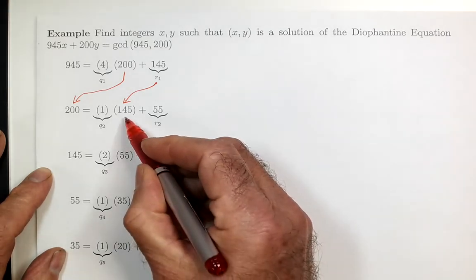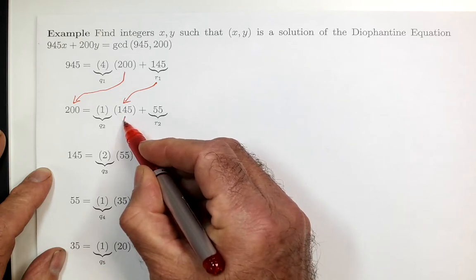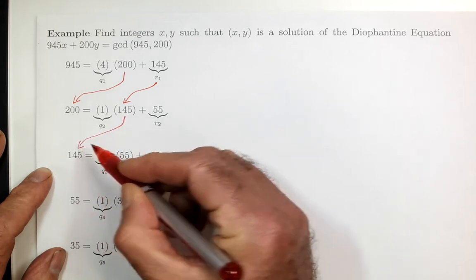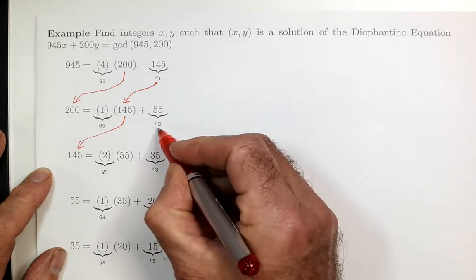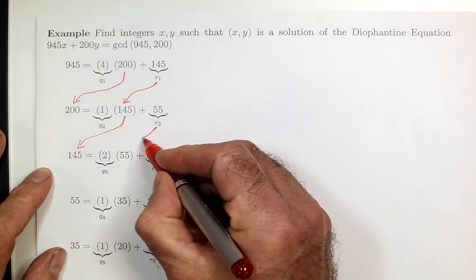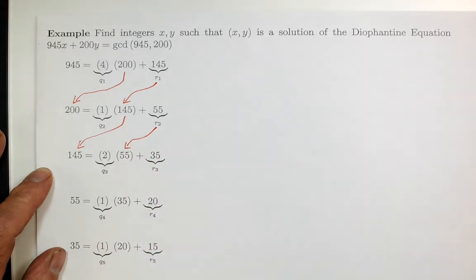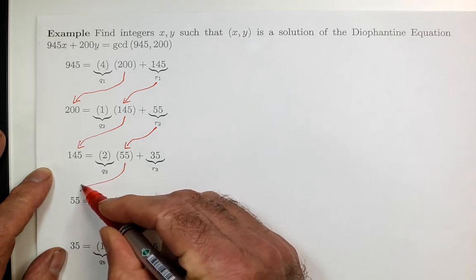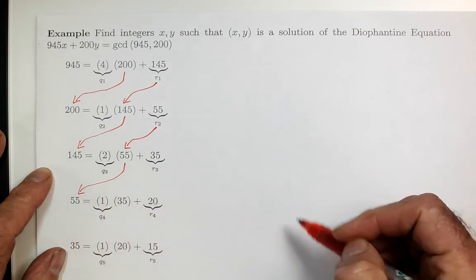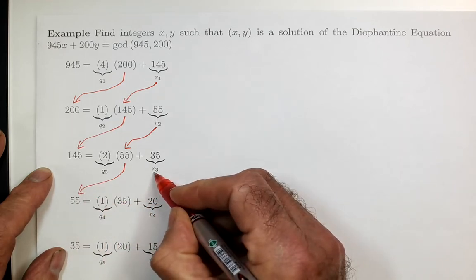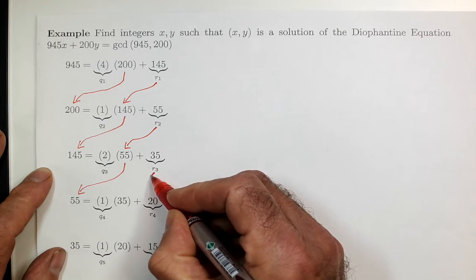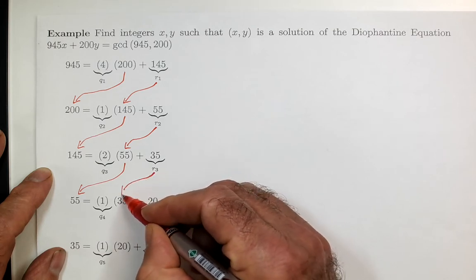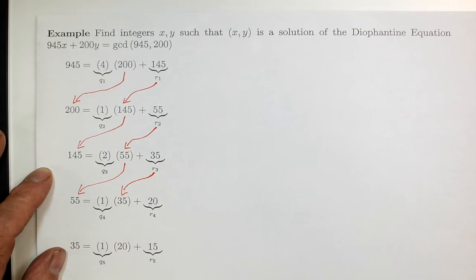So let's see, repeating again, we take the divisor of the previous step and let that be the dividend of the next step. We take the remainder of the previous step and let that be the divisor of the current step. And we do it again. We take the divisor of the previous step and let it be the dividend of the current step. We take the remainder of the previous step and let it be the divisor of the current step.